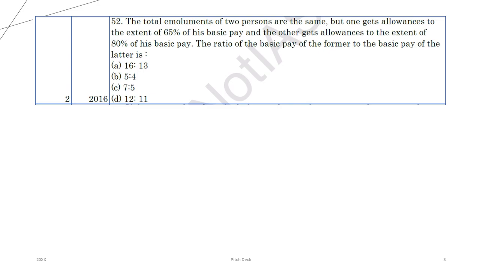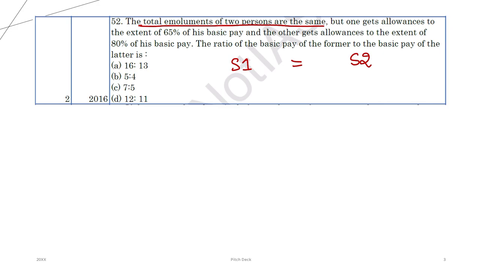Now, total emolument of two persons are the same. Means this is the salary in hand. So person A is getting some salary from a company, person 2 is getting the salary from the company. Both are getting the same amount of salary. So let's say this is salary 1 and salary 2 of two persons. Both are the same. So person A and person B are getting the same in-hand salary.